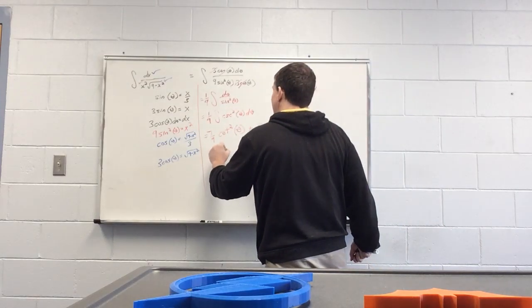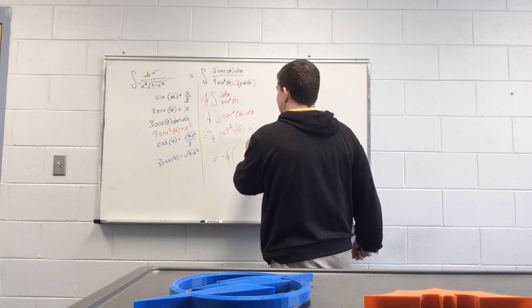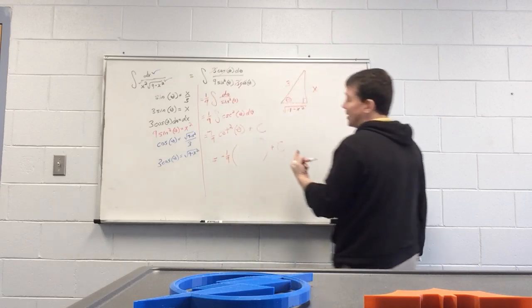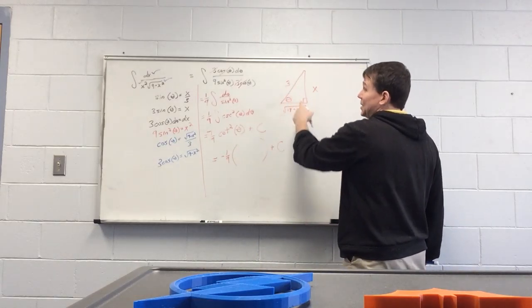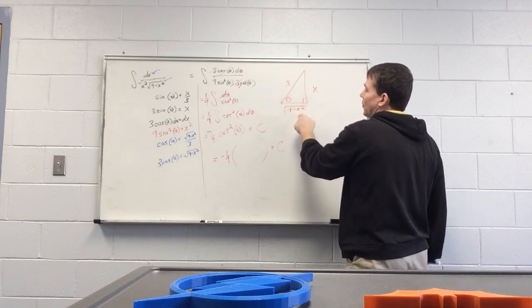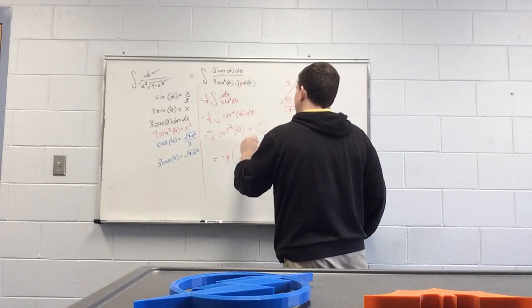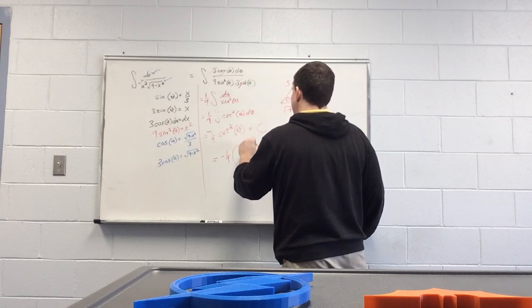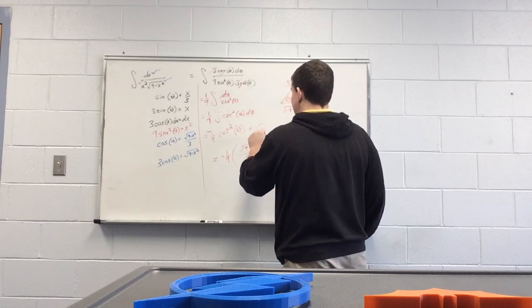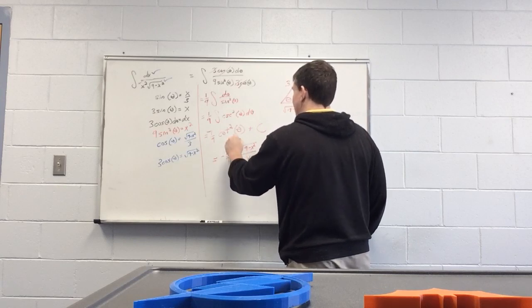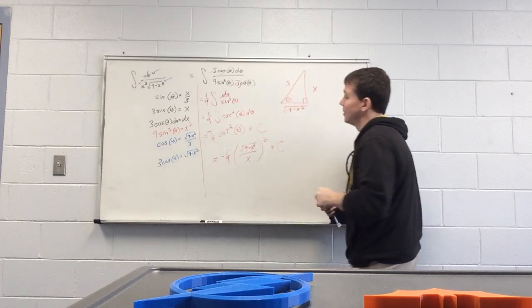If I do that, I get negative 1/9. Now, go back to my triangle. Tangent is opposite over adjacent, so cotangent is adjacent over opposite. So it's the square root of 9 minus x squared over x, all of that squared.